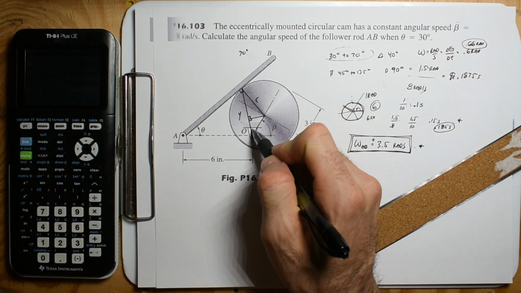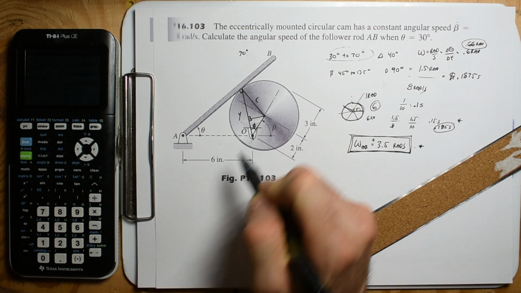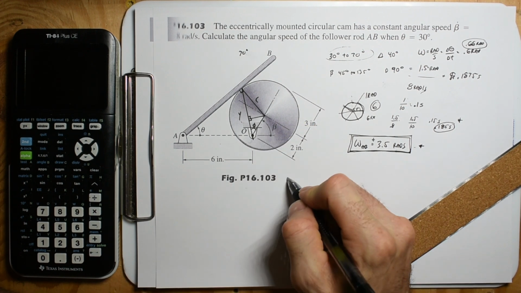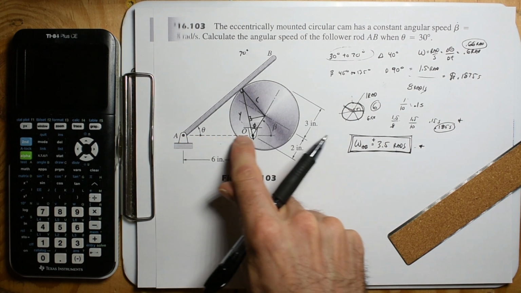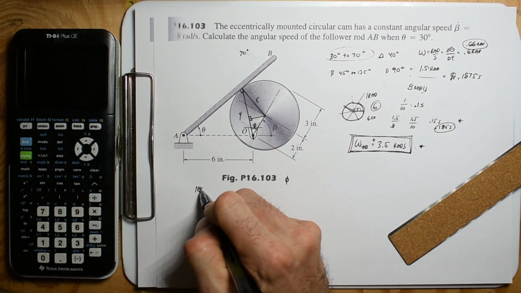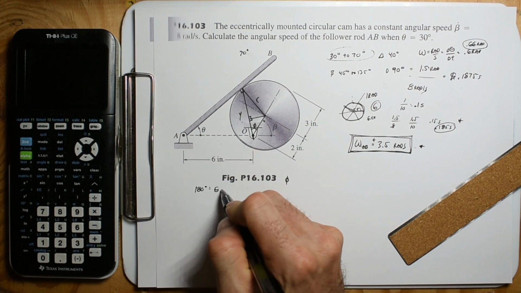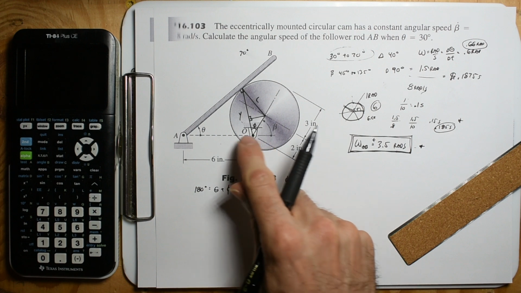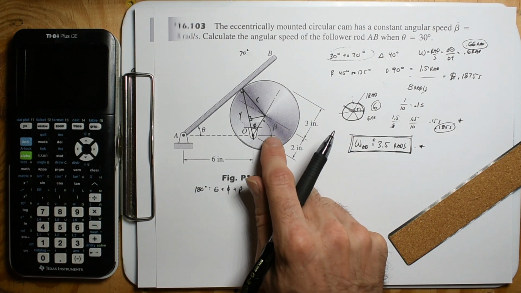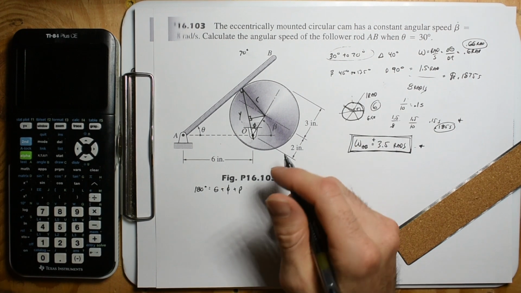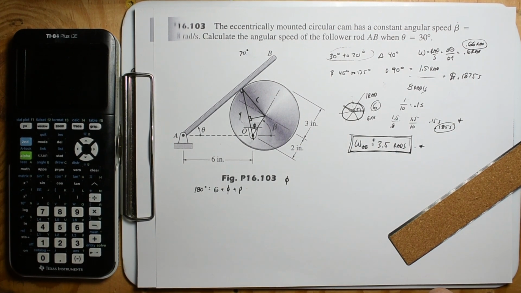I can say that this intermediate angle, I'm just going to call it phi, is... I don't know if that's going to be helpful, but because we have a straight line here, 180 degrees is going to be theta plus phi plus beta. But I don't know if that's going to be super useful. All right, so let's keep crushing.